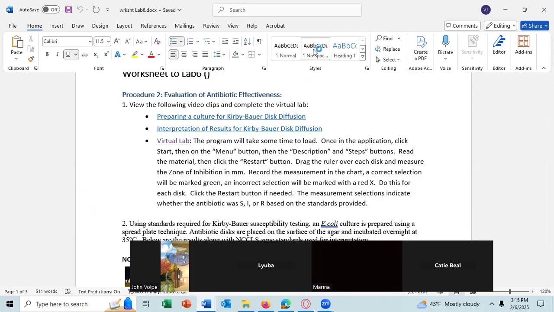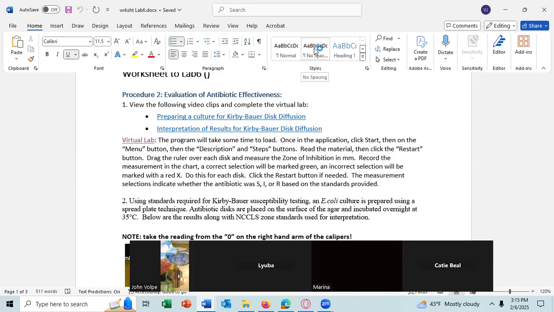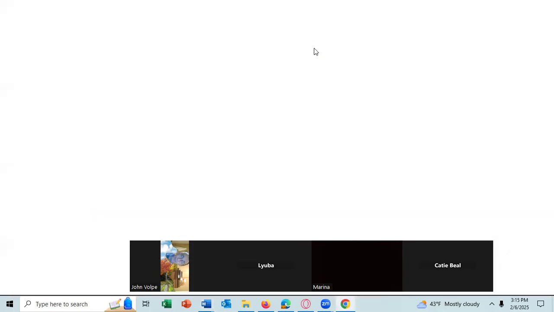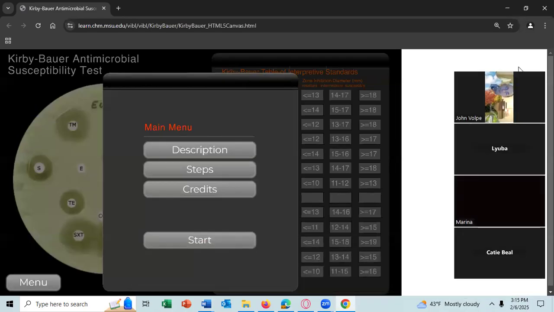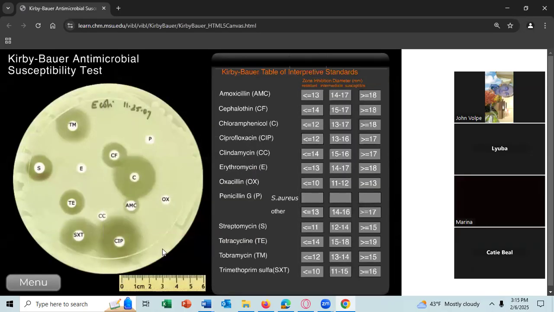Open the hyperlink. This might take a little while to download, especially if you have a slow internet connection. I have a fairly fast internet connection, so it comes pretty quickly. Let me put that over here and then start. And there we're looking at the Kirby-Bauer disk diffusion task. You can see we've got bacteria growing on the plate, and we've got antibiotic put on the plate. We incubated this plate overnight at 35 degrees, and now you come out here and observe and measure the sizes of the zone of inhibition.